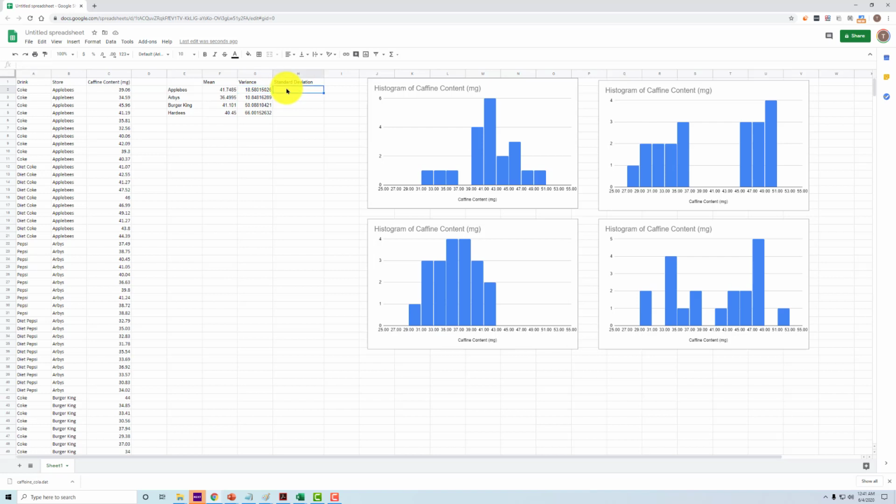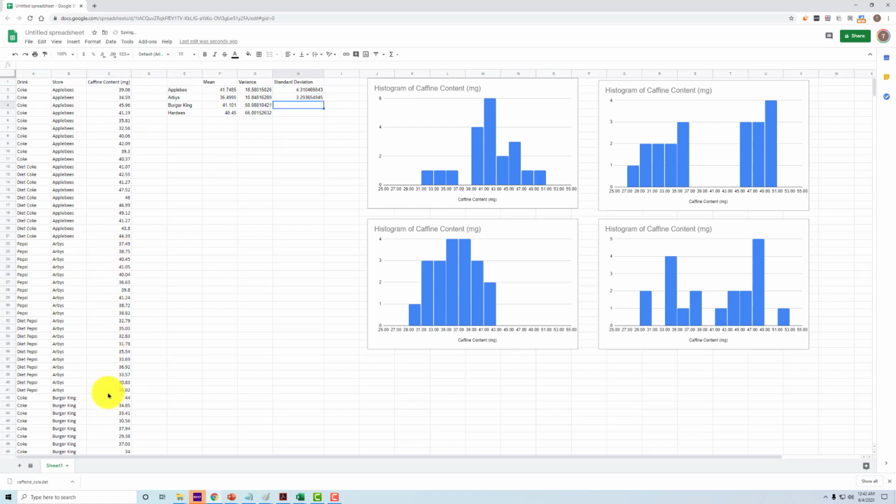Let's do standard deviation. So equal sign, in this case it's STDEV. We do the parentheses, and then we select the data we want to calculate it on. Right? That'll give us the answer. Let's try Arby's. STDEV, the parentheses, and then we select Arby's data.